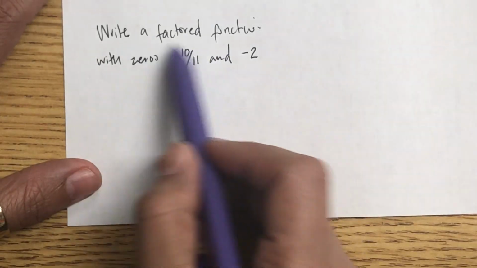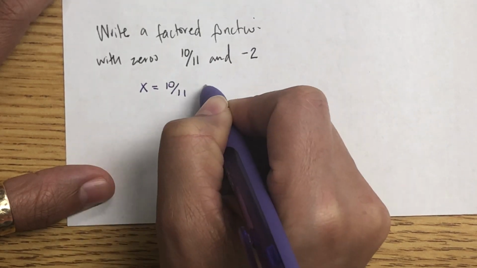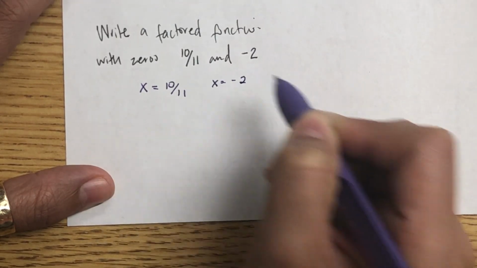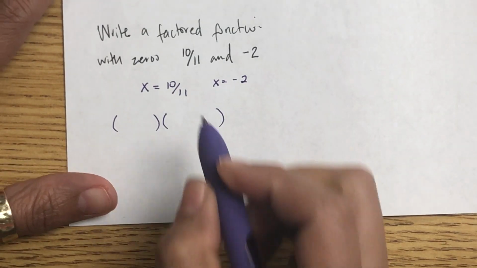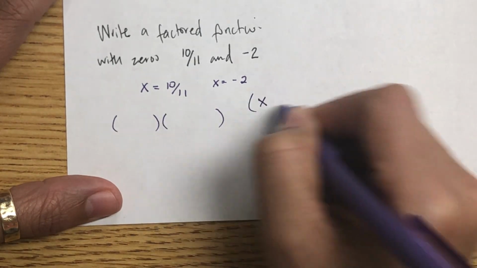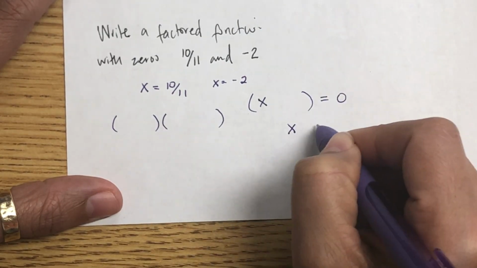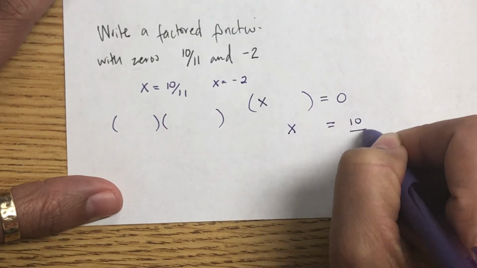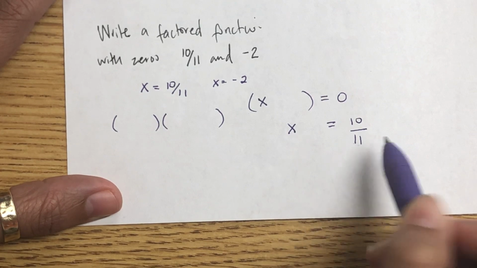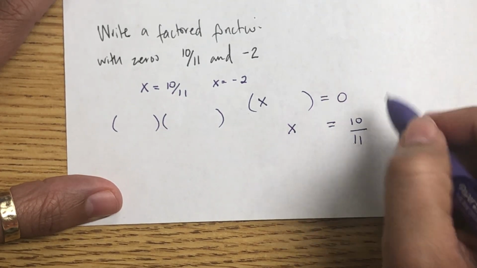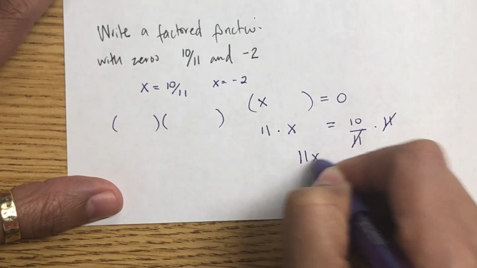All right, write a factored function with these zeros. So this is saying x is equal to 10 over 11, and x is equal to negative 2. That's my final solution. To write it in factored form, let me do it this way. X equals 10 over 11, and I want the right-hand side to be 0. So I need to get rid of this 11. How do I get rid of this 11? I multiply both sides by 11. So that goes away, and now I have 11x equals 10.